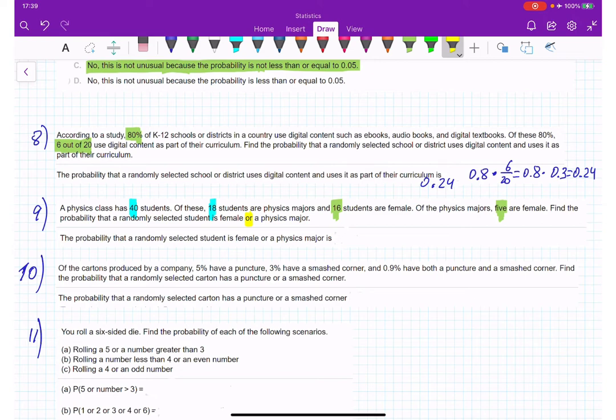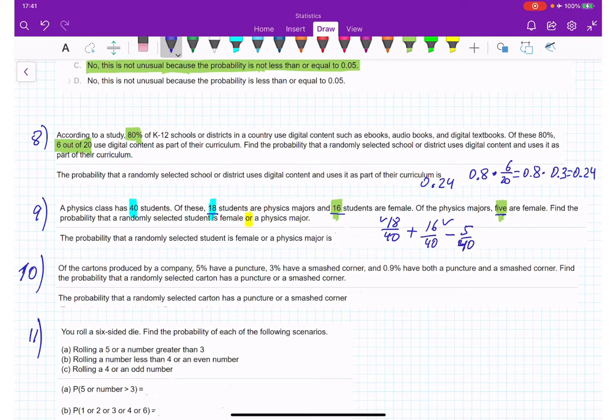So 18 students are physics majors, so 18 out of 40. So since we have or, we need to add. And then 16 students are female, so plus 16 out of 40. Of the physics majors, 5 are female. Now what is happening? These 5 belong to females and majors, which means with these 5 students, we count them twice. Once in the amount of majors, and the other in the amount of females. So not to duplicate, we need to subtract 5 out of 40.